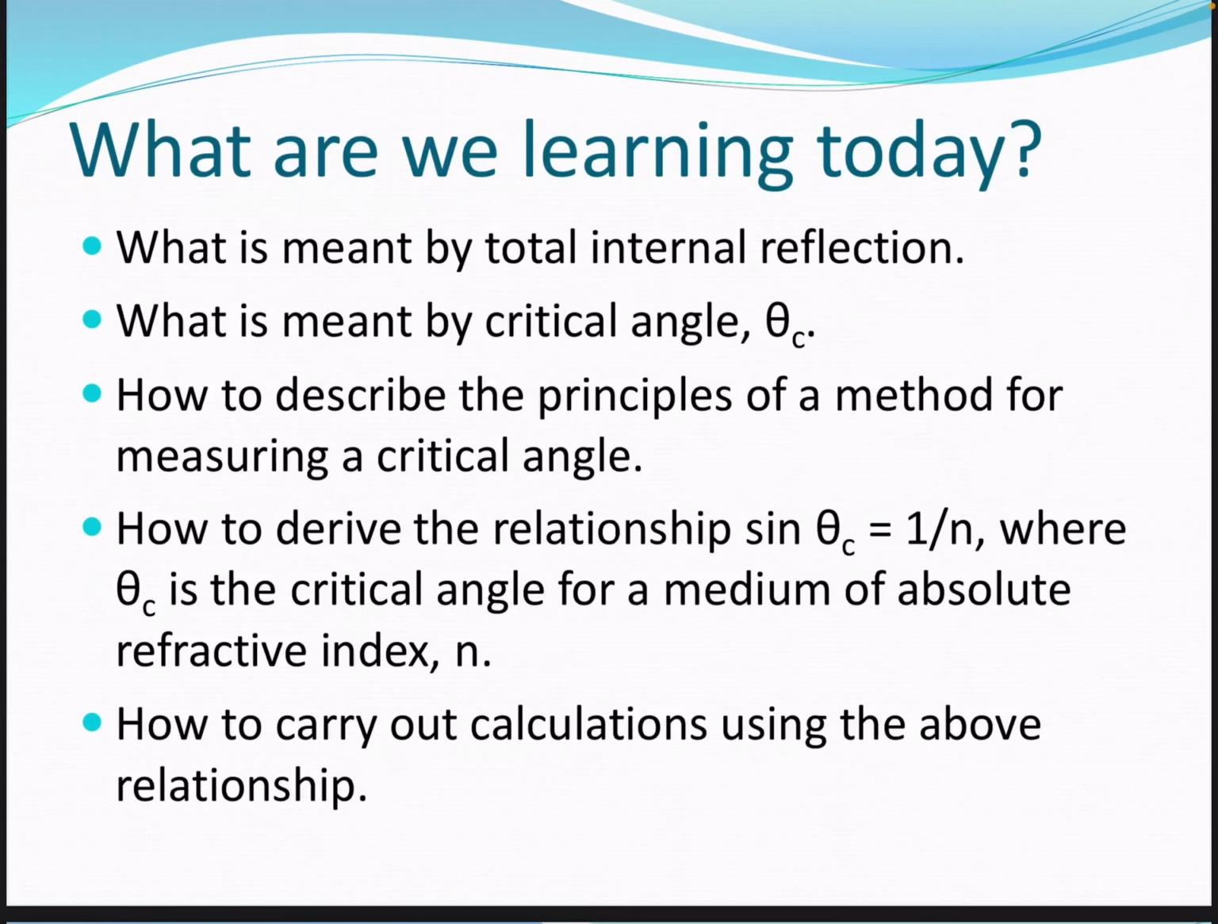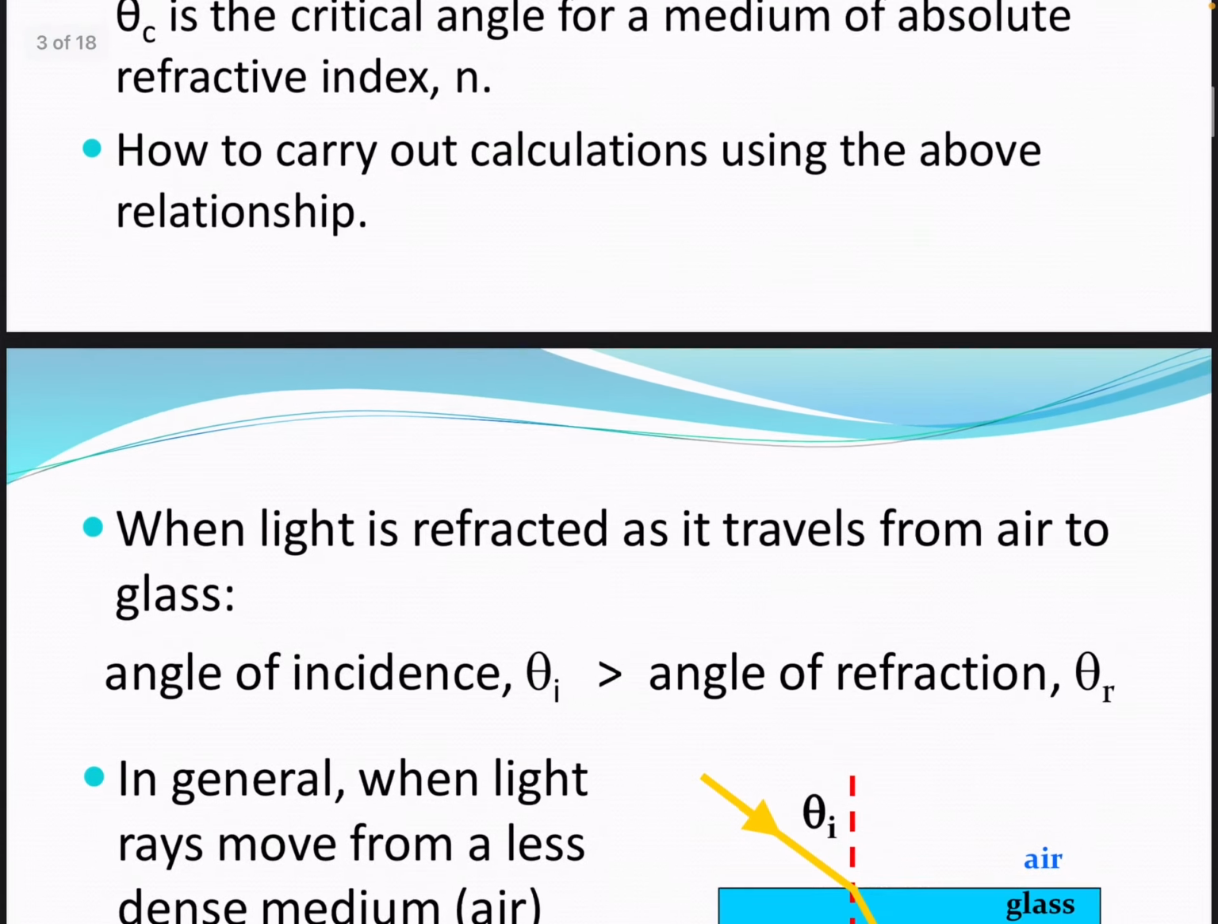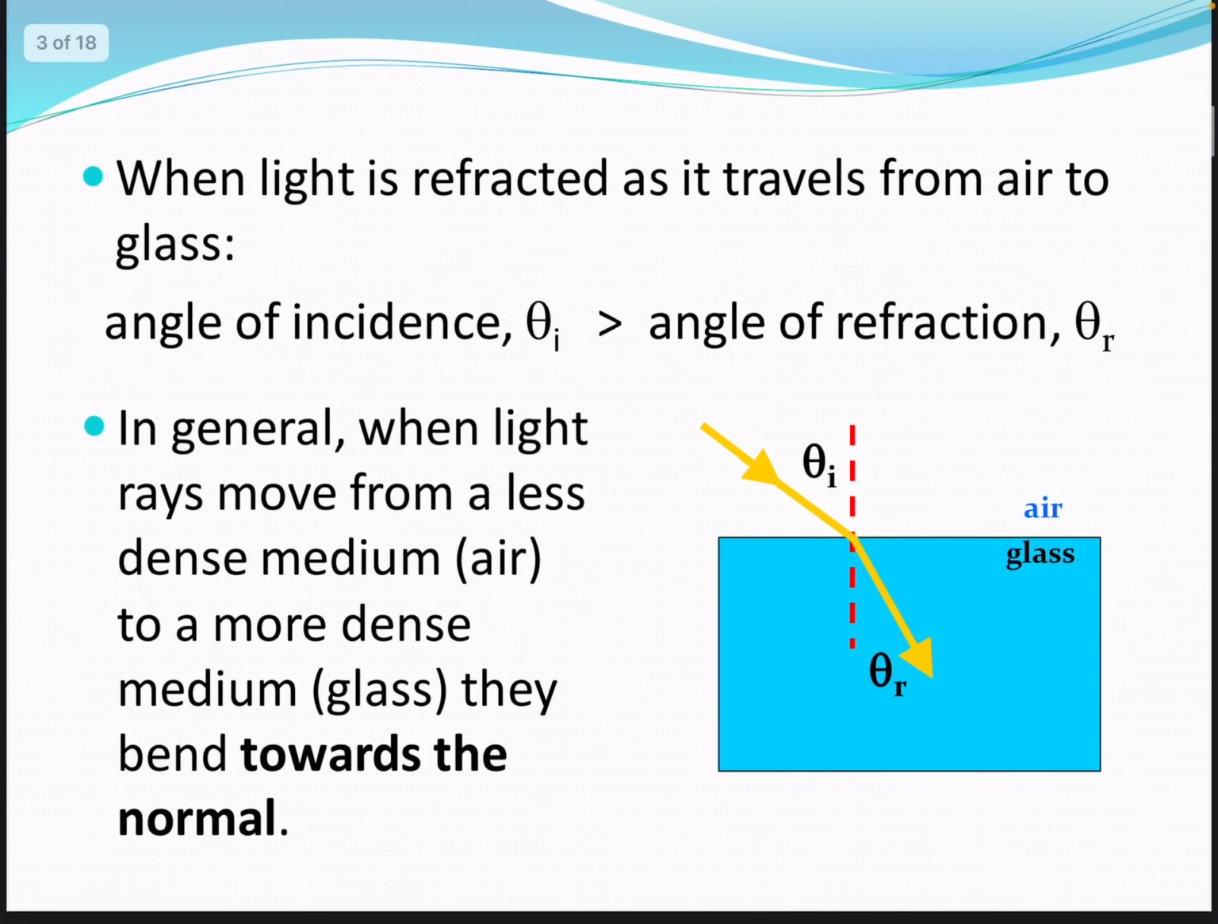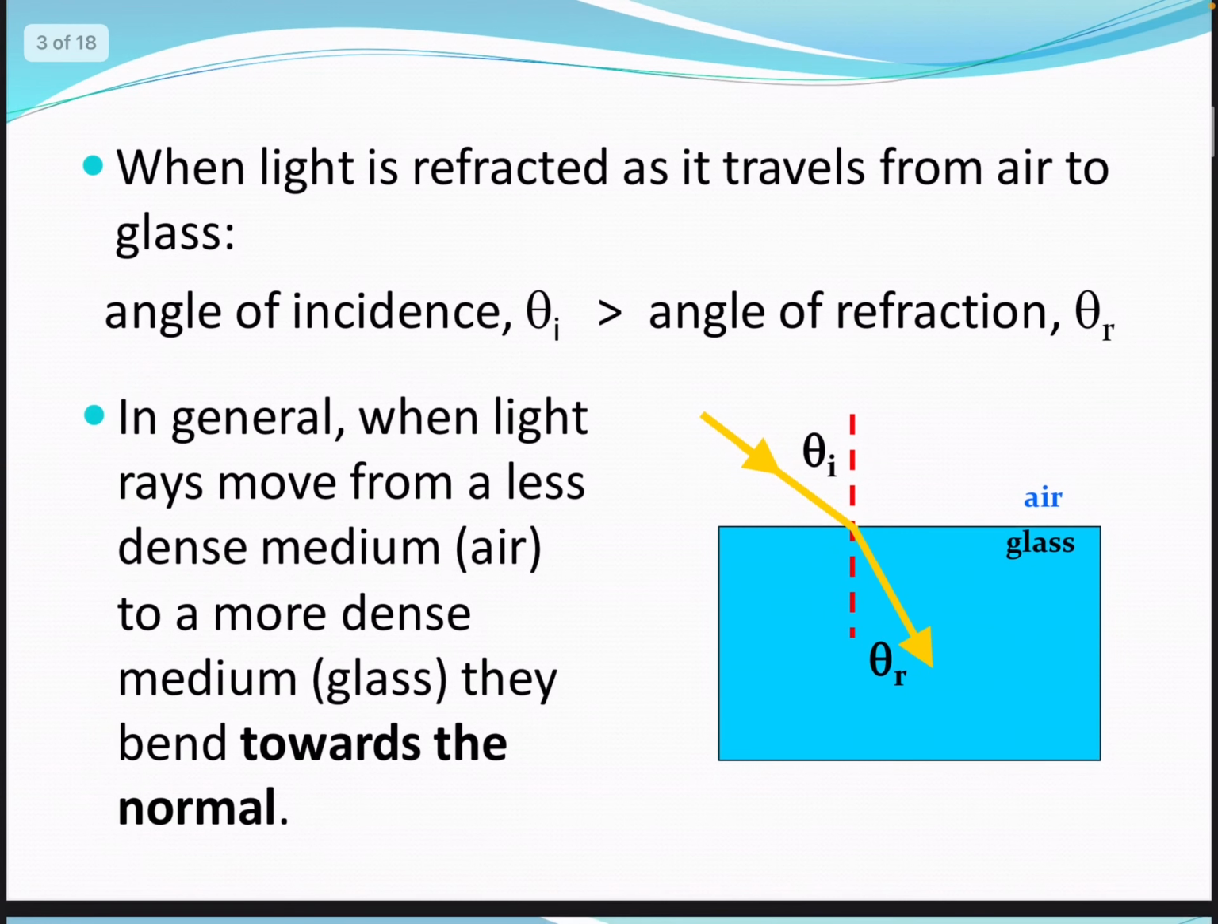So here's the list of what's in this PowerPoint. We've got what is total internal reflection, what the critical angle means and how to work that out, and do some calculations with it. The first bit is just a basic recap of refraction that we've already gone through.